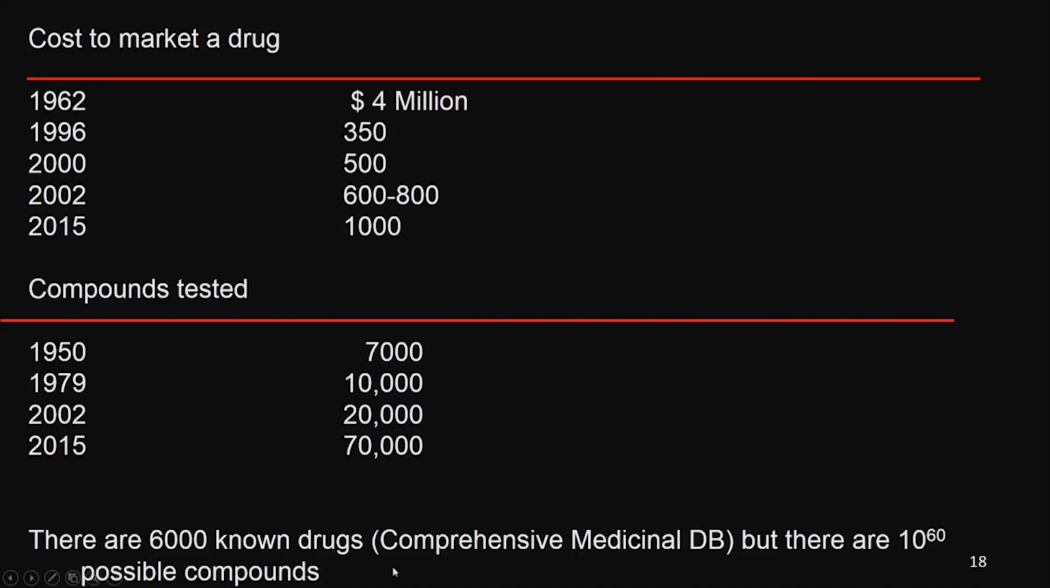There are only 6,000 known drugs, but there are 10 power 60 possible compounds. So obviously there are many compounds in this list for which we do not know what type of activity they will have. So there is a lot of scope for developing new molecules and new compounds.